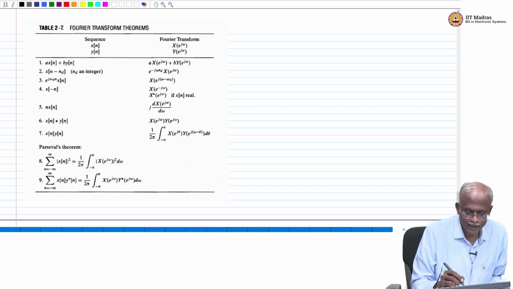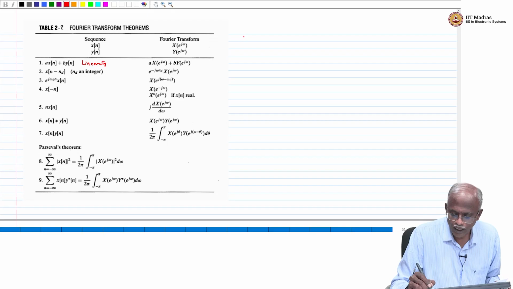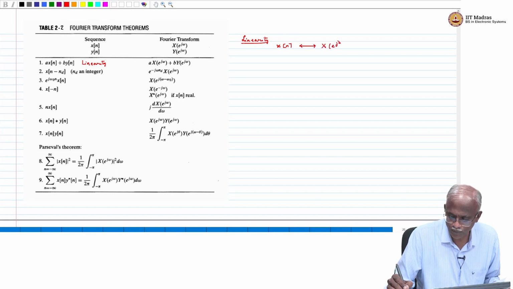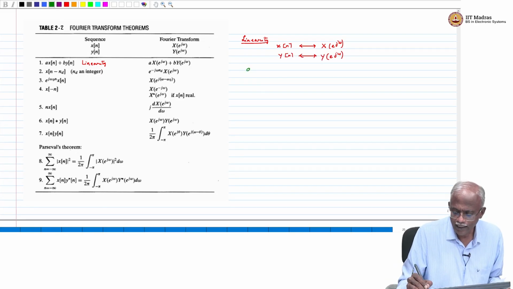The first one is the principle of linearity. Okay, what does linearity say? I will just write down the corresponding property here. Linearity says that if I have two sequences x of n with a discrete time Fourier transform X e of j omega and y of n with a discrete time Fourier transform Y e of j omega, then a times x of n plus b times y of n, what will it be?